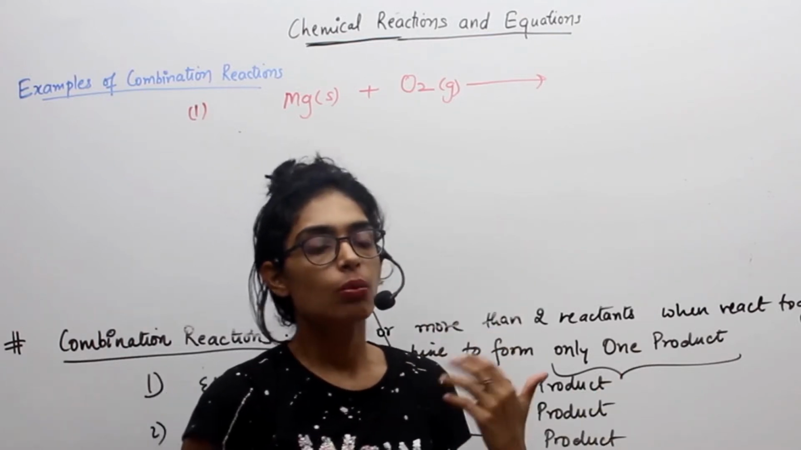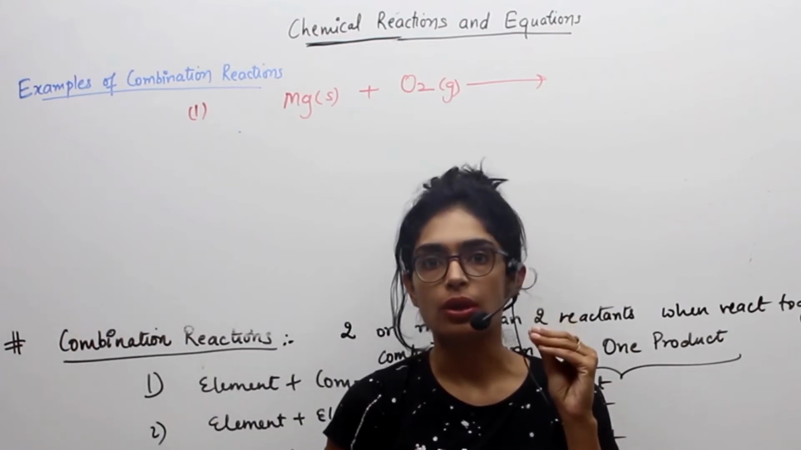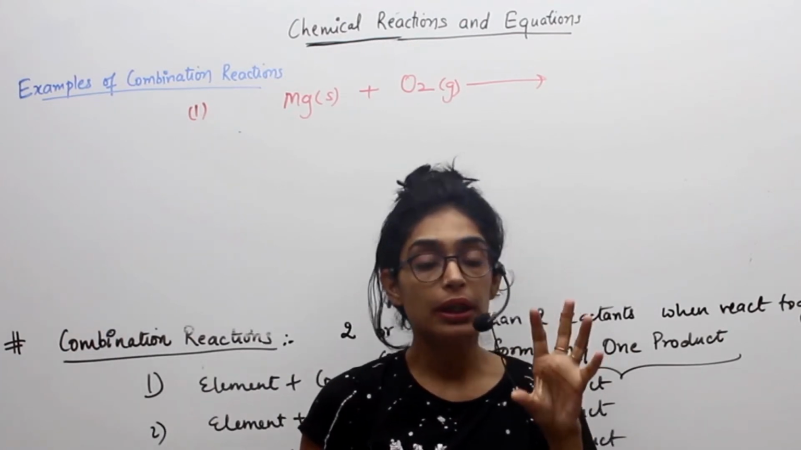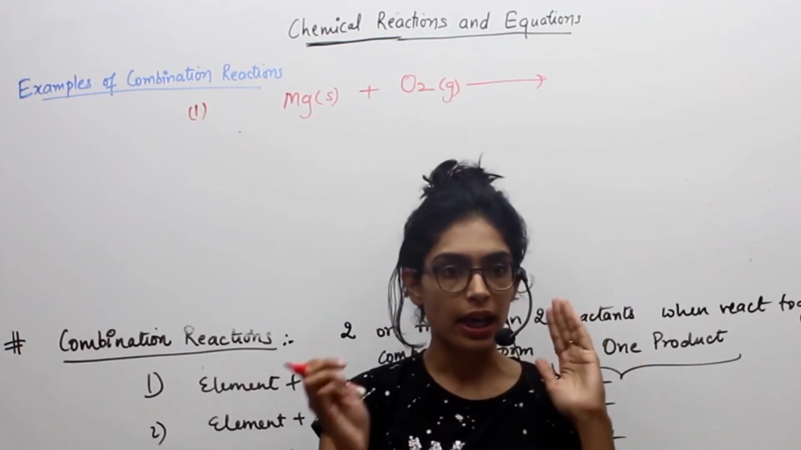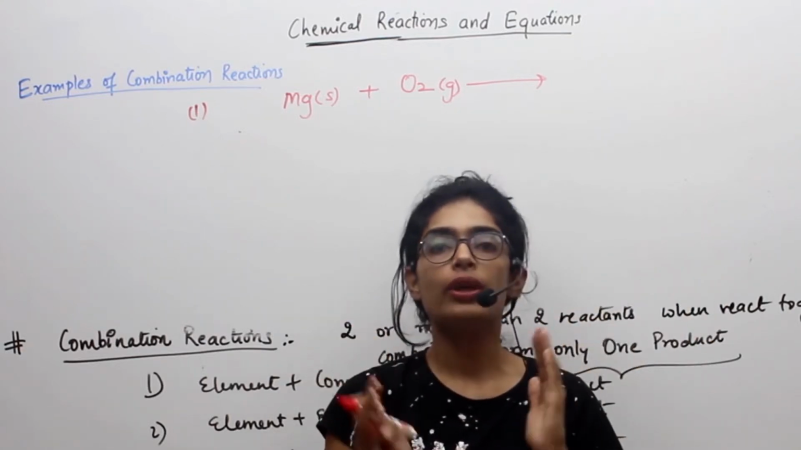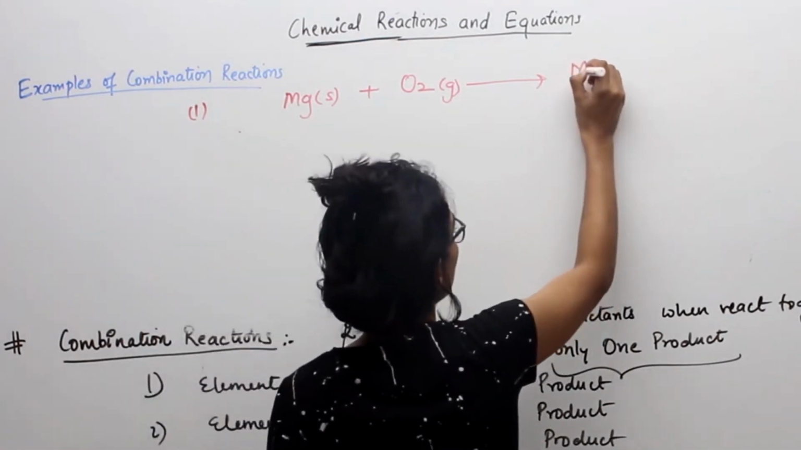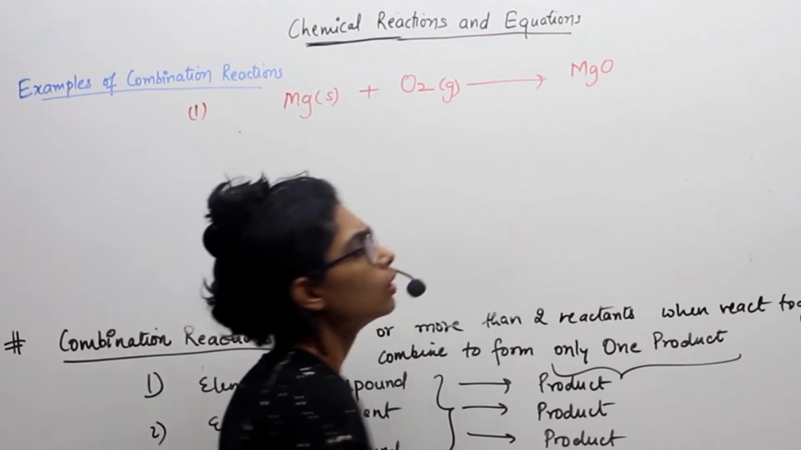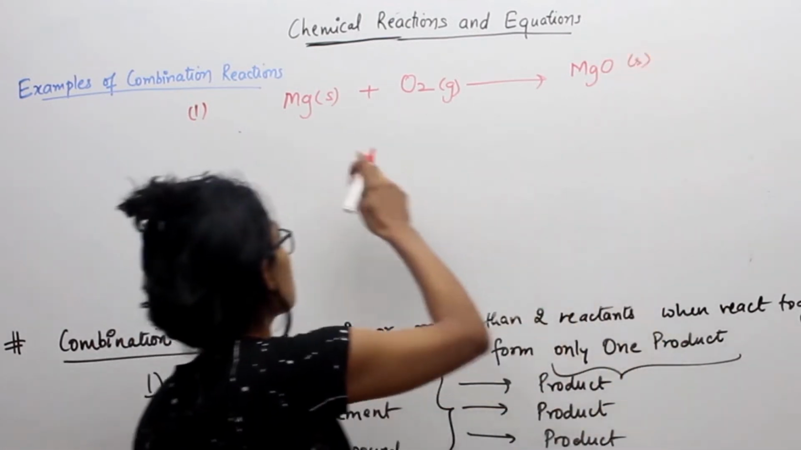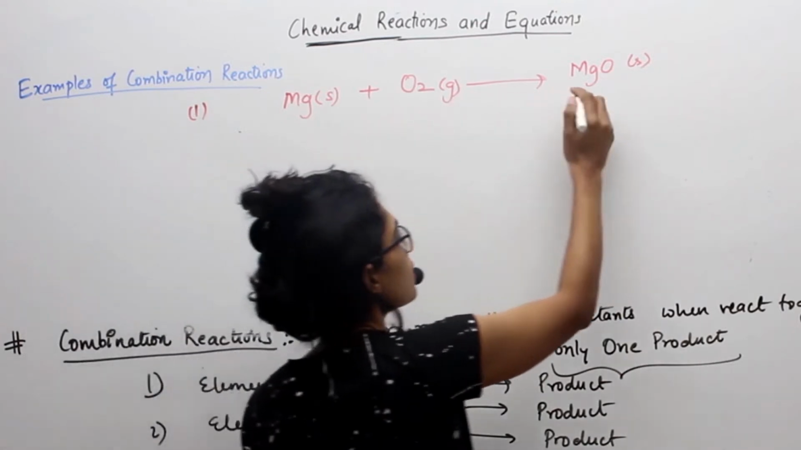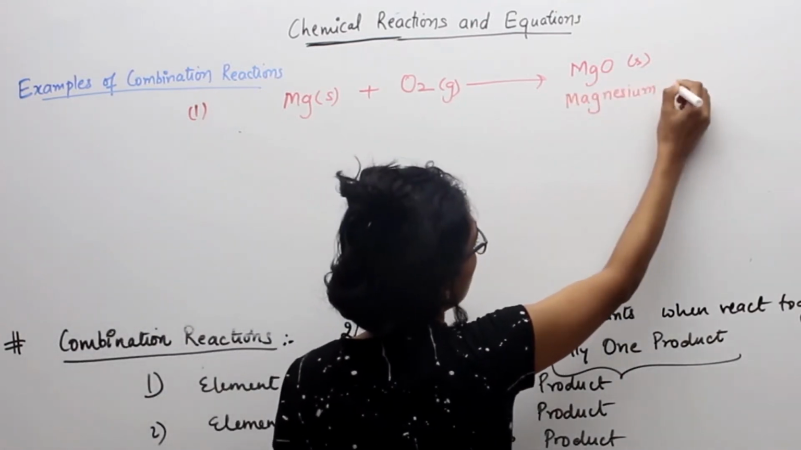So when you burn it, what will you see? After burning, the magnesium ribbon will get converted into white ashes, and when it burns, it will give a dazzling white flame. That is how the reaction takes place, and that will be the look and feel of the reaction. But what will be the product forming? The product will be MgO. This is solid. So this is magnesium, this is oxygen, and this is magnesium oxide.